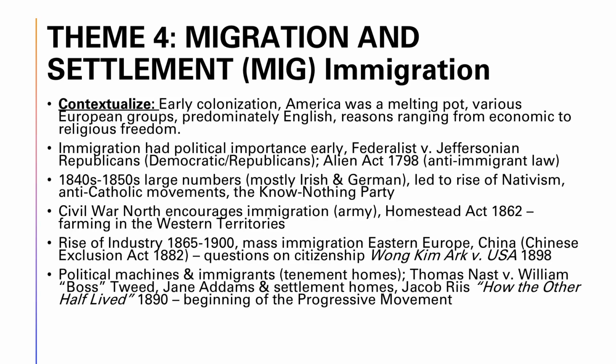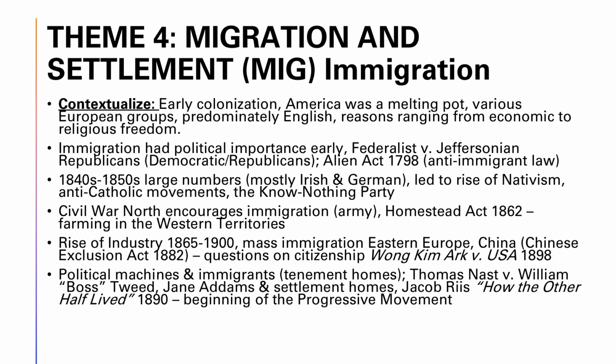Political machines, obviously as cities begin to rise, these political bosses emerge. They take advantage of immigrants. They become a major voting block for them. They force them to live in these awful tenement homes. They put them in these jobs where they really aren't going to get any basic rights, but they're afraid of these political bosses. Thomas Nast is the famous cartoonist who took on the most notorious of the political bosses, William Boss Tweed. Of course, then Jane Addams comes along.